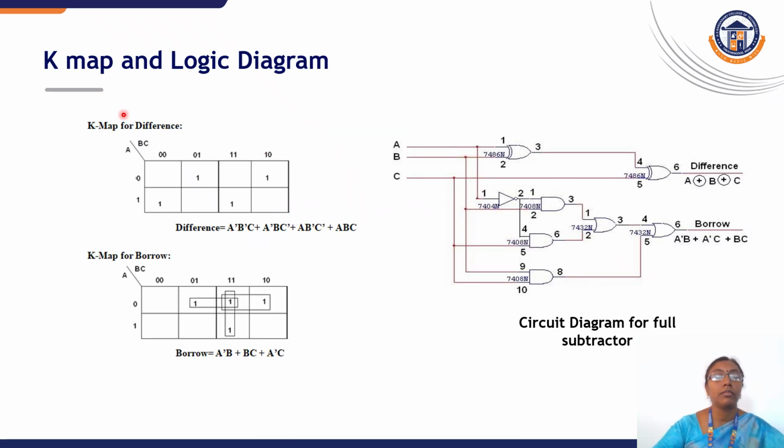K-map and logic diagram for the full subtractor. When we map all the ones in the difference and borrow in the K-map, we get the difference like this and the borrow like this. When we pair the ones together, by simplifying the difference we get A XOR B XOR C. Further, the borrow will be drawn, and this gives the full subtractor logic diagram.